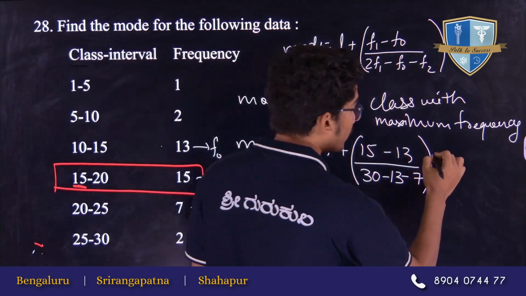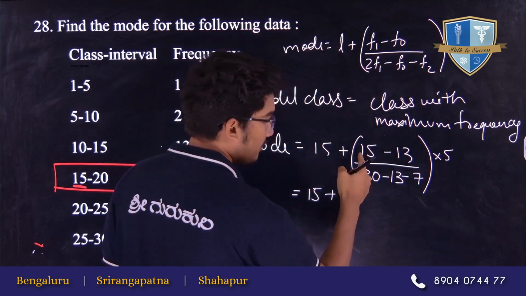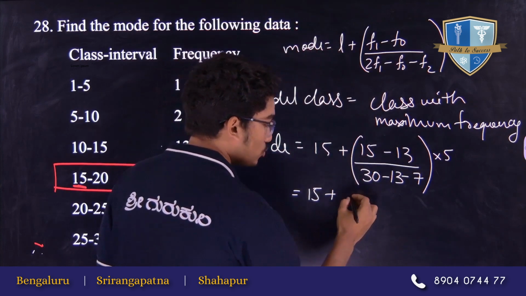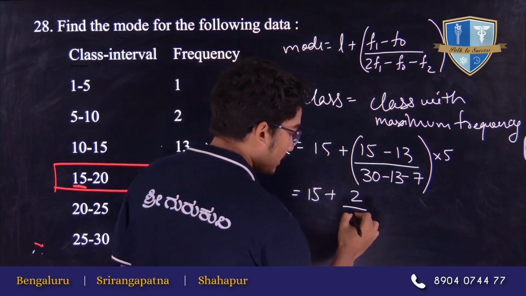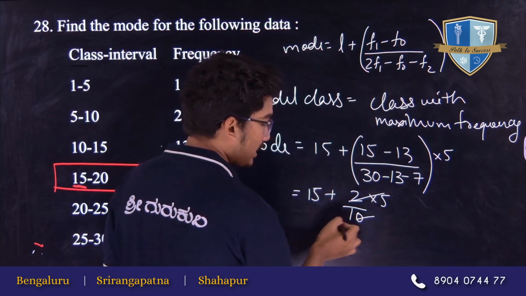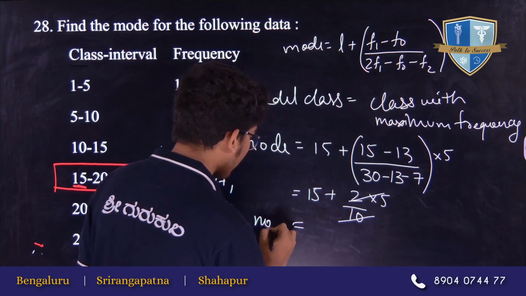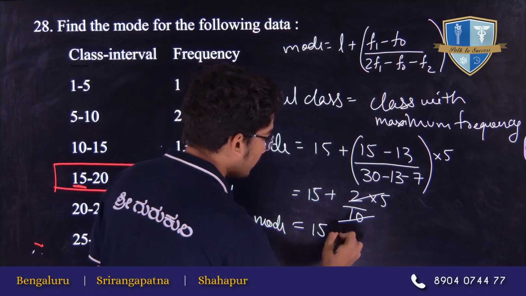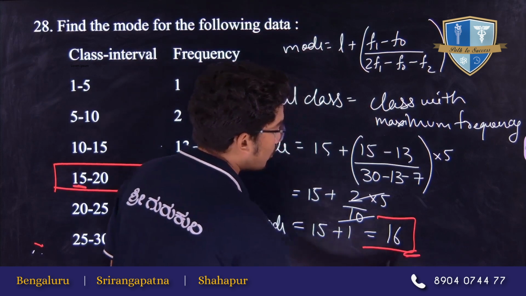So into 5. So this will become 15 plus, 15 minus 13 is 2, and 30 minus 7 will be 10, into 5. So 5 2s are 10 and 10 will cancel out. So this is 1. So the mode will be 15 plus 1, which equals 16. So 16 is the mode of the given data.